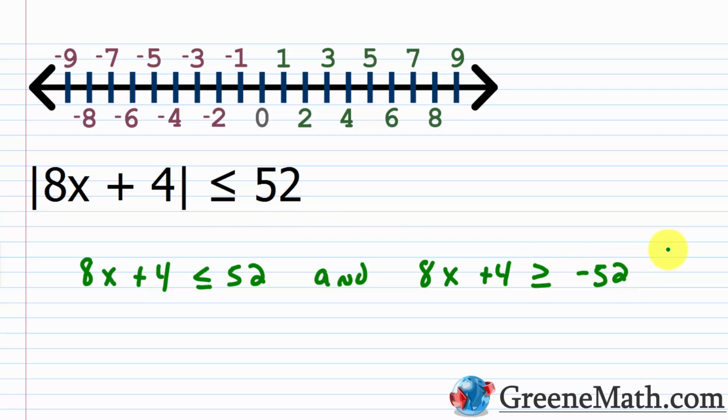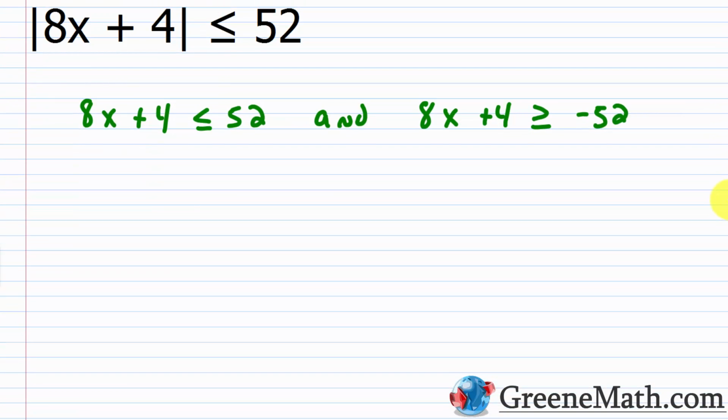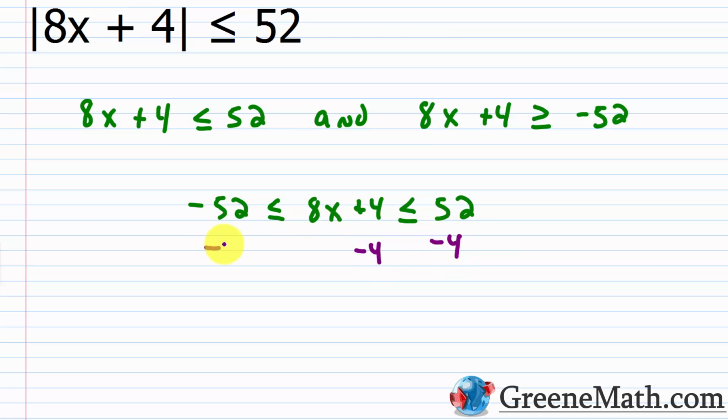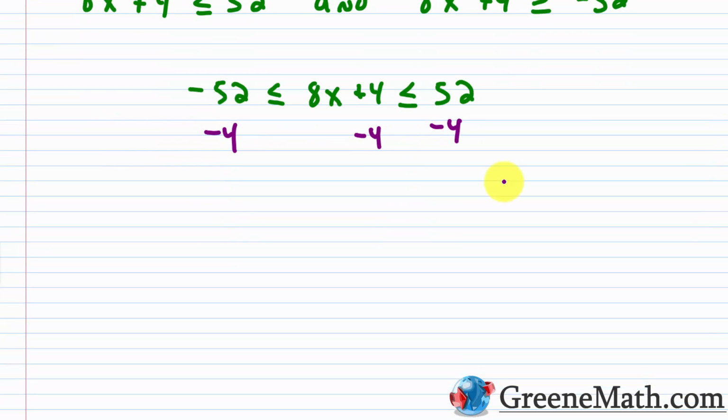So it's -52. Now, I would advise when you solve these to put it as a 3-part inequality because it's just easier to work with. So I'm going to put that -52 is less than or equal to 8x plus 4, which is less than or equal to the number 52. So if I want to solve for x in the middle, I would subtract 4 away from each part. Let me scroll down and get some room going. So on the right-hand side, 52 minus 4 is 48. And then this cancels, so I've just got 8x in the middle. On the left-hand side, -52 minus 4 is -56.